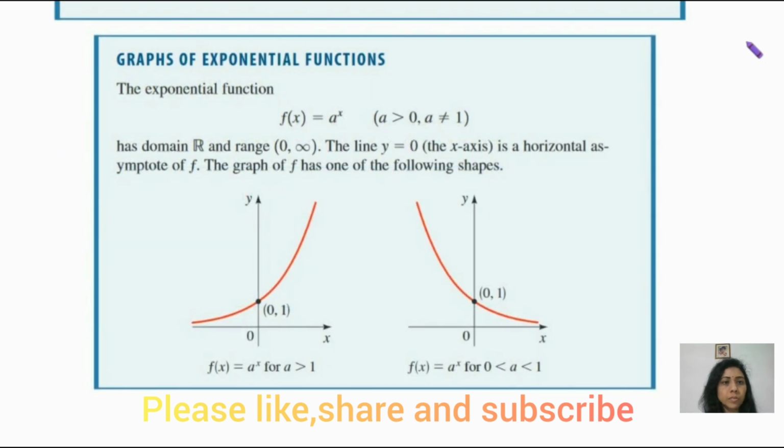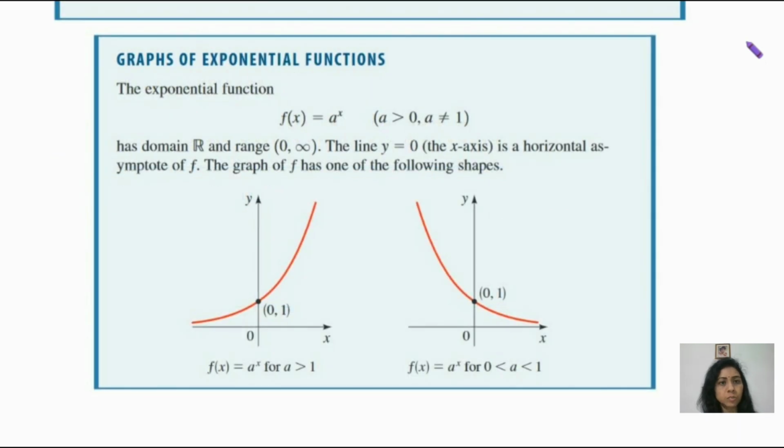Here are graphs of exponential functions. The exponential function f(x) = a^x, where a is greater than 0 and a is not equal to 1, has domain R, which means you can put in all real numbers, and range 0 to infinity, all positive numbers. So the line y = 0, the x-axis, is a horizontal asymptote of f. The graph of f has one of the following shapes.